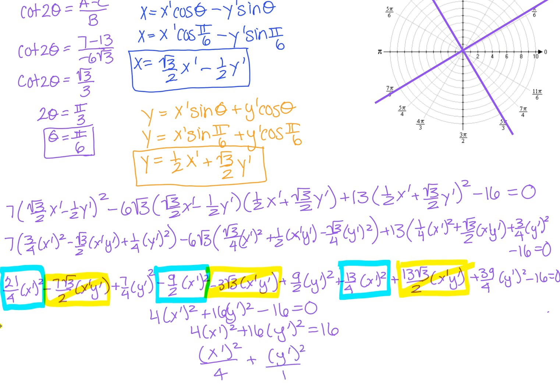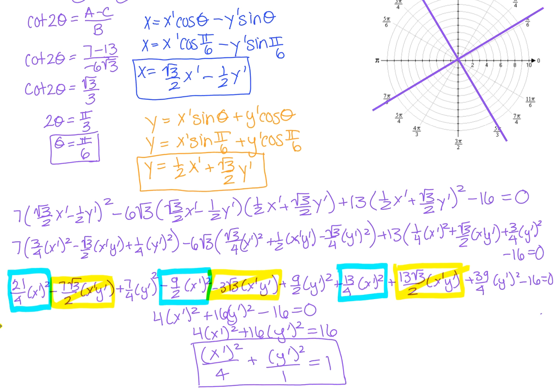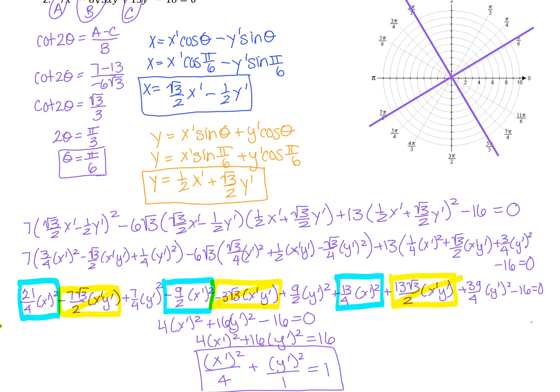Now I can take this and I know that it's an ellipse. I know that a squared is equal to 4 because it's always the bigger denominator on the ellipse, so a is 2. B squared is equal to 1, so b is 1. And since the x is the first term with the larger denominator, I'm going to move the a value on the x prime axis.